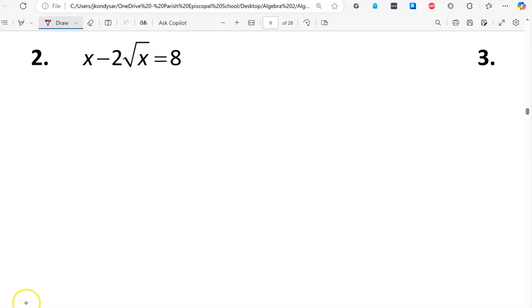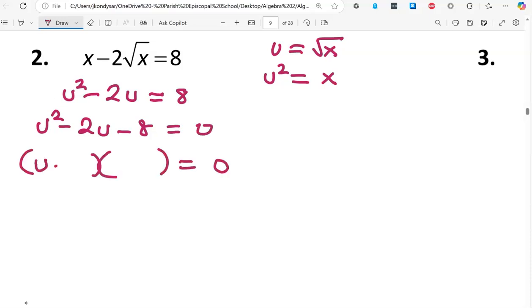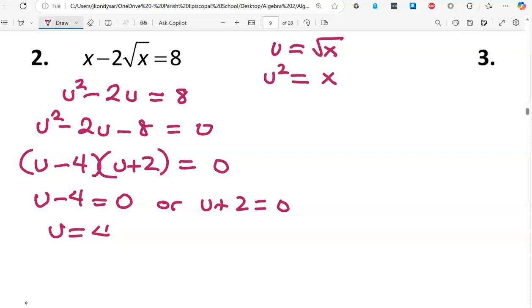In 2, we can do a u substitution, where u is equal to the square root of x, and if we square both sides of that equation, u squared will be equal to x. So replacing the x with u squared and the square root of x with u, we get u squared minus 2u equals 8. Let's subtract 8 from both sides and factor. The factors are u minus 4 and u plus 2. So either u minus 4 is equal to 0 or u plus 2 is equal to 0. So u is 4 or u is equal to negative 2.